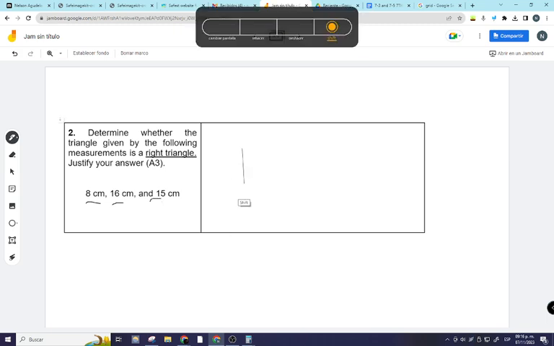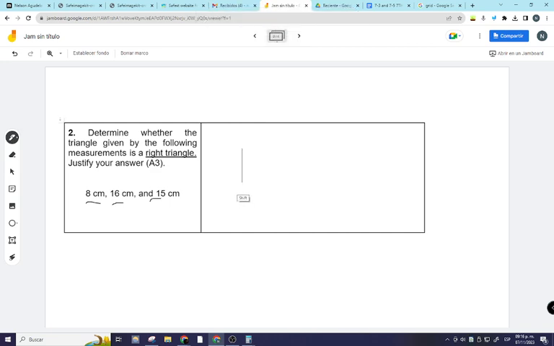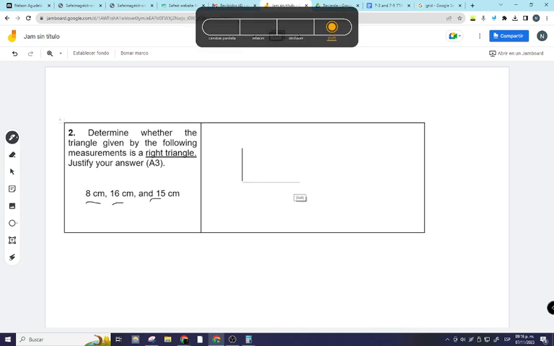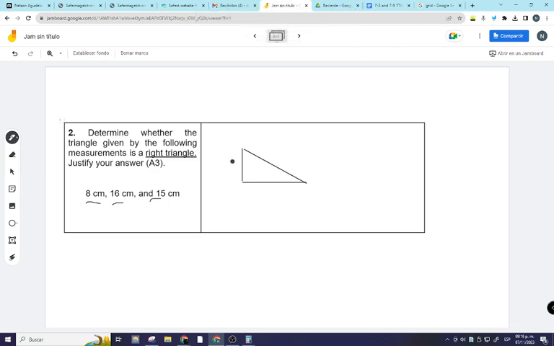What do I mean? We can imagine a triangle with these measurements, like this. So let's say 8 centimeters, 15 centimeters, and 16 centimeters. And 16 is the hypotenuse because the hypotenuse is always the longer. Then, if I make 8 squared plus 15 squared, I should get 16 squared.